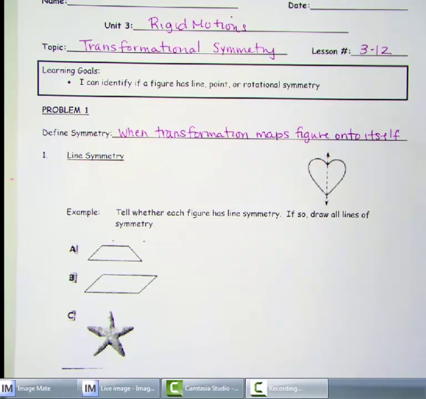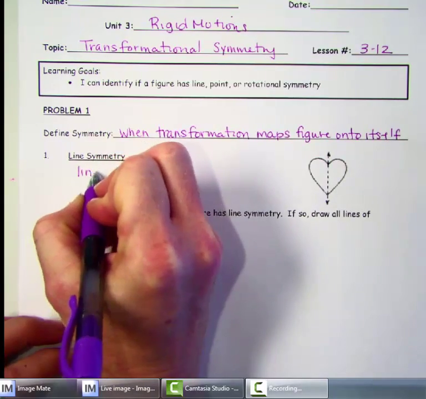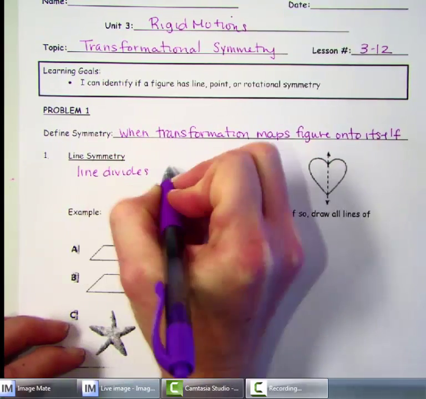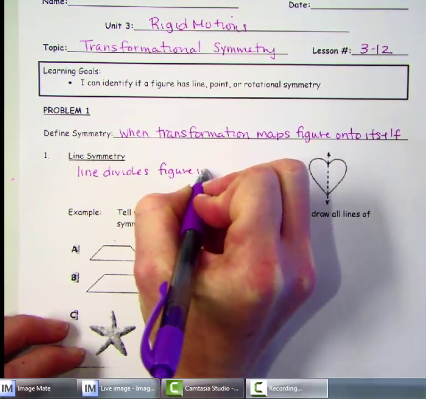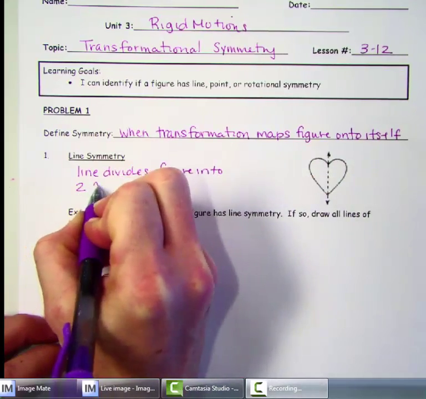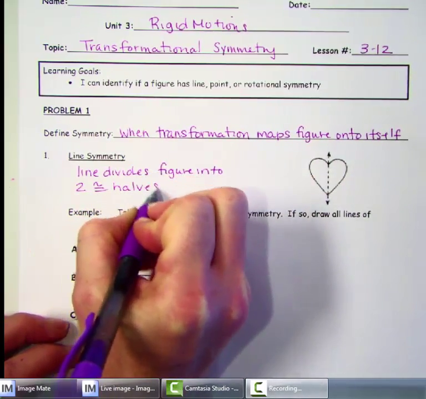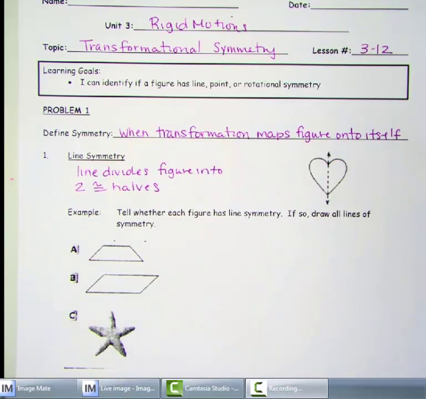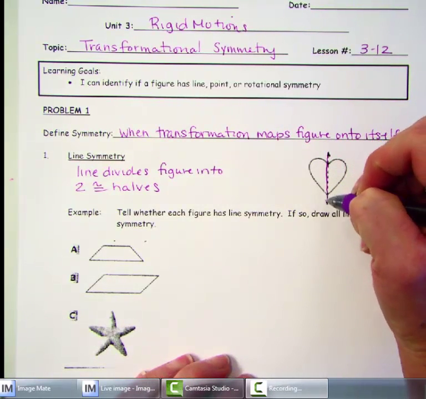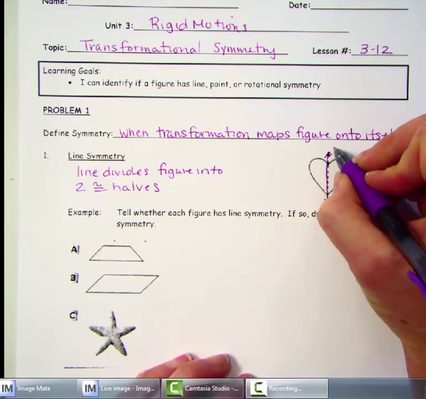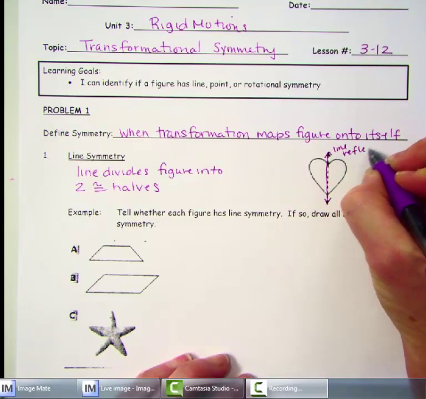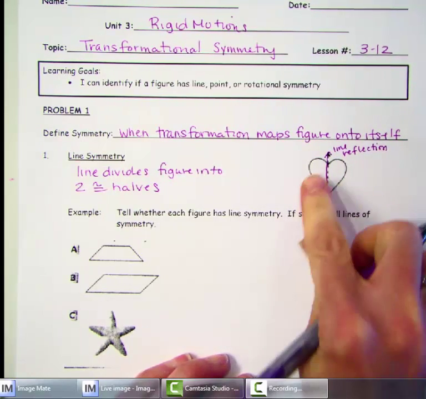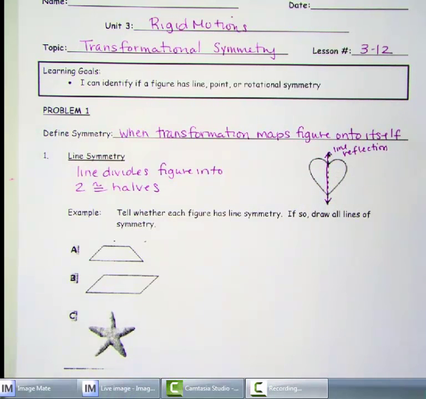There are different types of symmetry. One type of symmetry is called line symmetry. Line symmetry is when there is a line that divides the figure into two congruent halves. So I have an example over here. We have a heart and there is a line of symmetry drawn. You can also call that a line of reflection. Notice that the heart maps onto itself over that line of reflection.